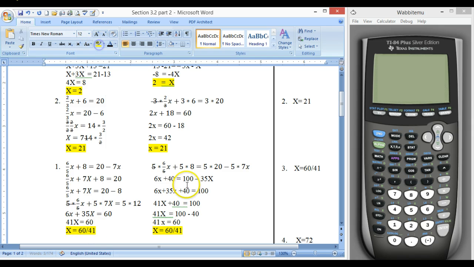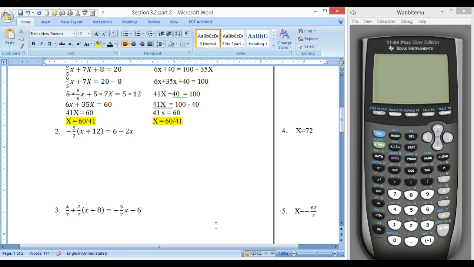There we go. Now if the instructions were to say change it to a mixed fraction, you would go ahead and do 41 goes into 60 one time and put the leftover over 41. In this case, most of your problems, you'll just go ahead and keep the 60 over 41.